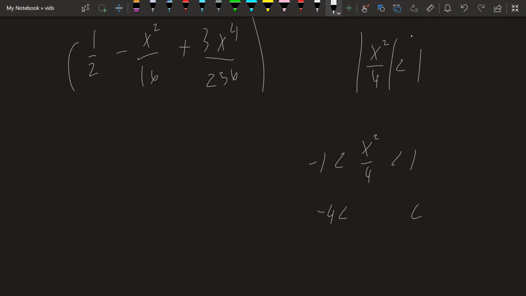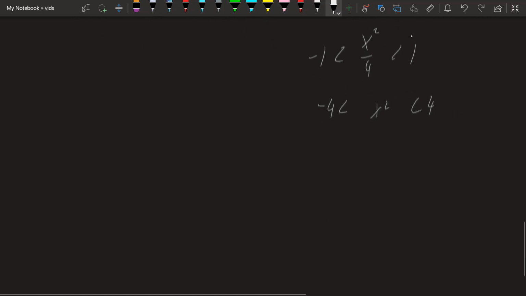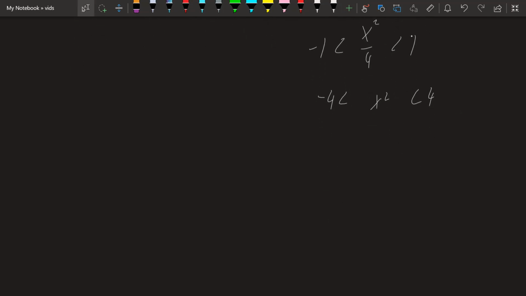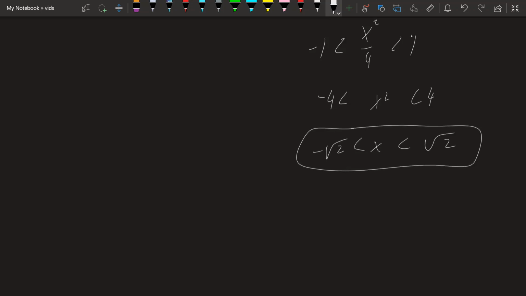Let's multiply. Now, by this definition, negative radical 2 to radical 2. Now, you might be asking, why didn't we put the negative under the radical? Well, I'm not going to tell you why, because you don't need to know why. Just remove the negative, and let's continue. This is the domain of x. Sorry, why did I put a square root? Yeah, so the square root of 4 is just 2. So x is between 2 and negative 2.